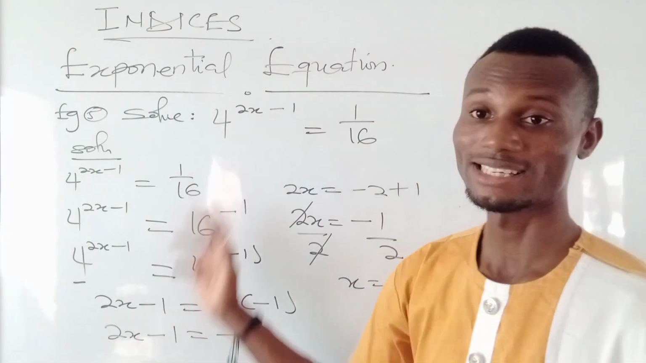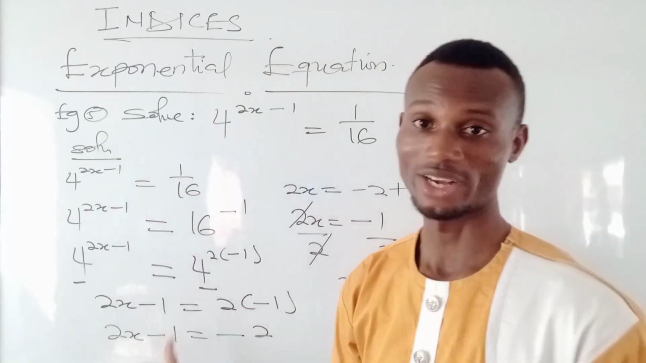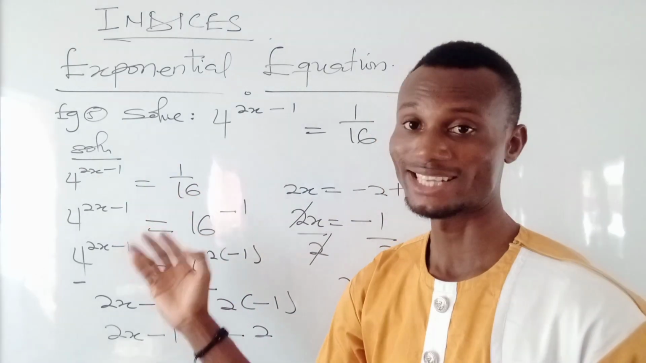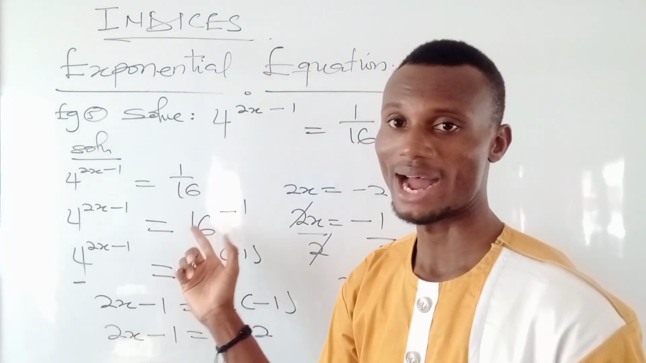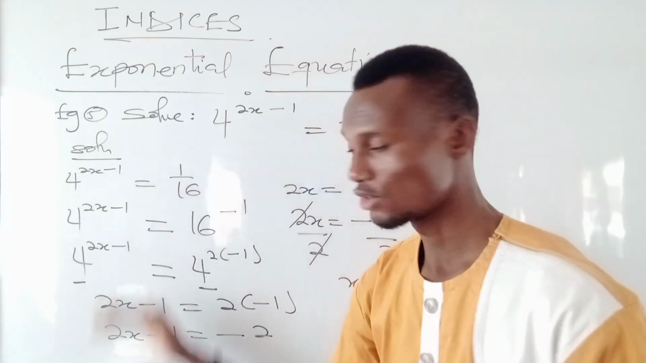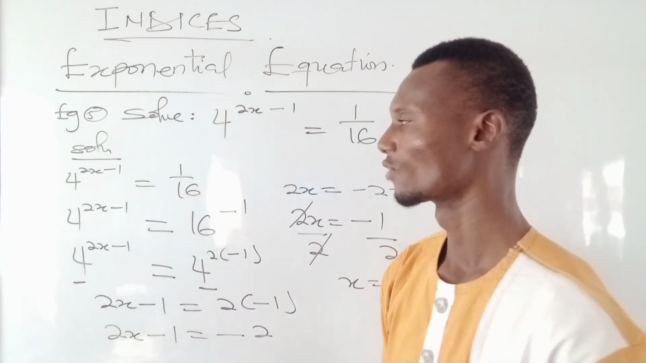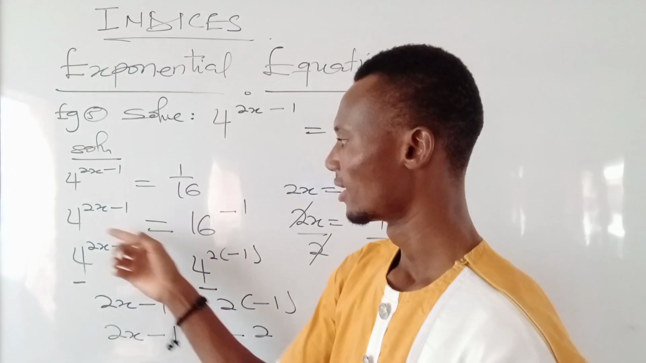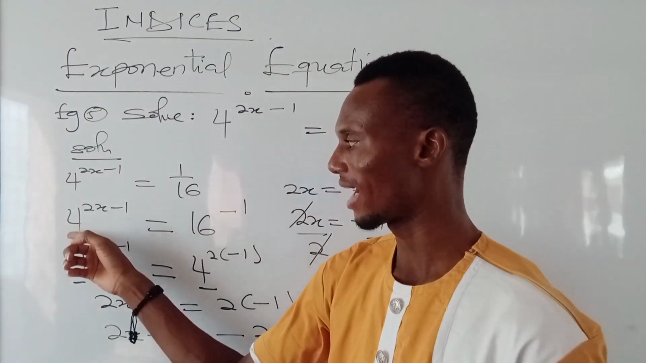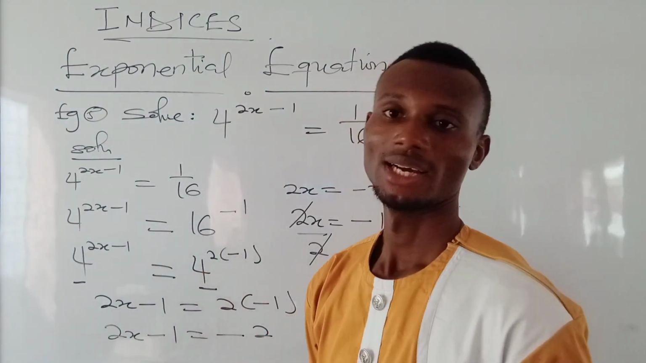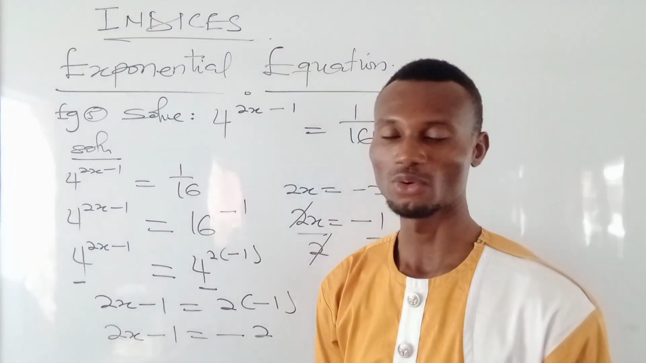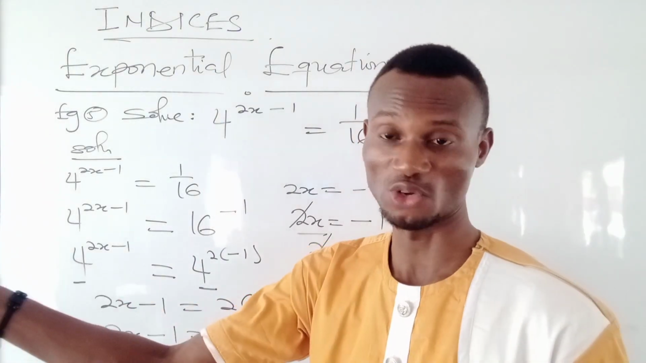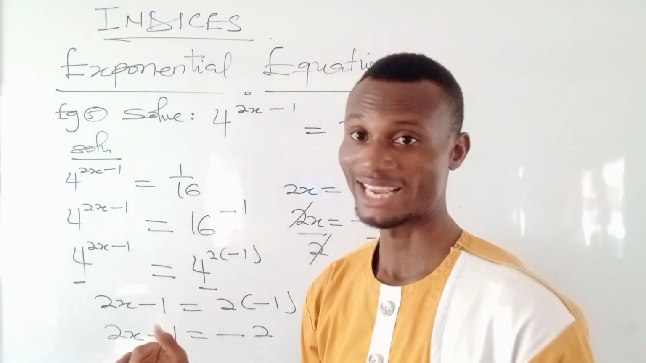So this is how to handle questions of this nature. First, this 1 over 16, write it as 16 to the power negative 1. Then you follow the same process. Now maybe someone will be thinking, what if from here I choose to express them as 2 to the power something instead? That is not wrong. You can do that, and I've done a similar example with you in the previous video. So when you do that, you still get the same thing.